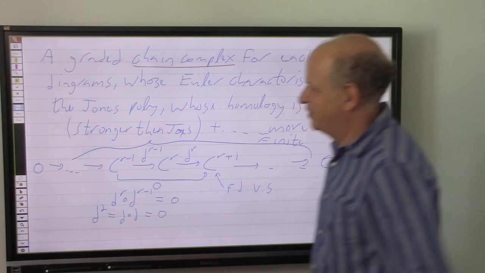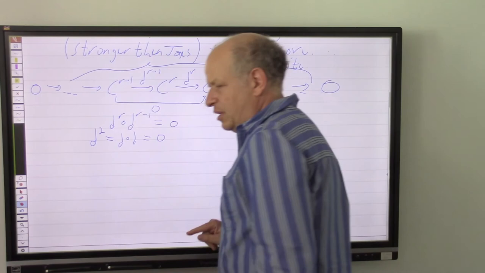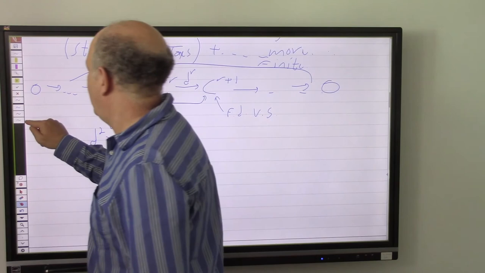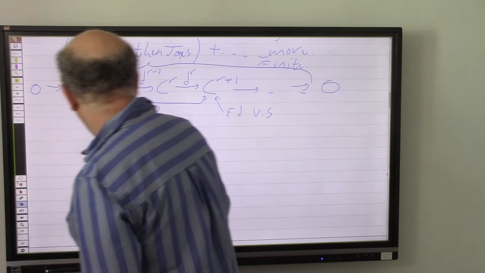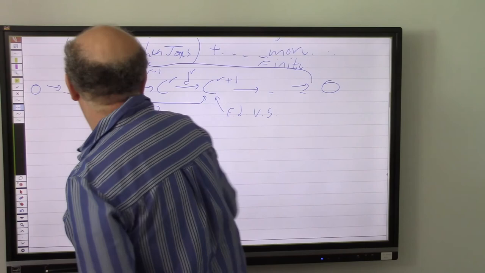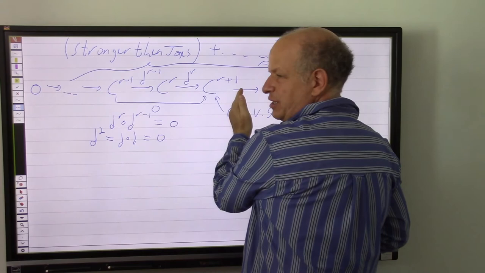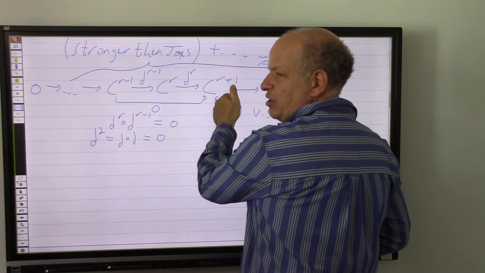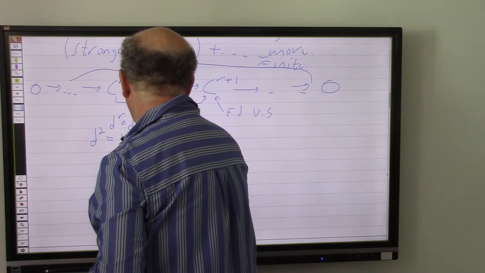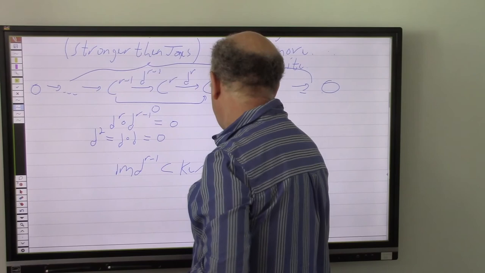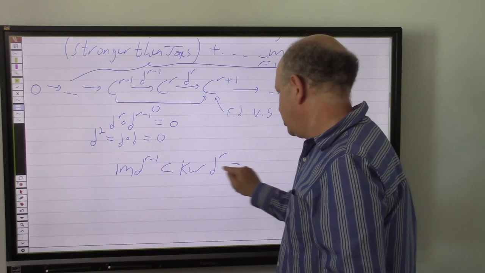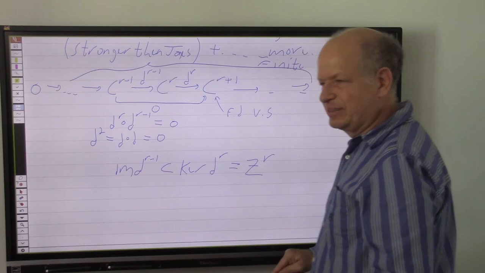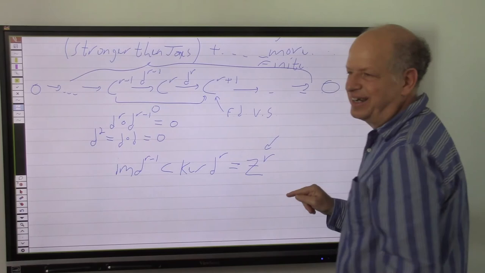Good. Now, whenever you have a chain complex, there are two things to define. There is the homology. So, first of all, you define... saying that the composition of these two things is equal to zero means that the image of this is contained in the kernel of the next. So, it means that the image of d^{r-1} is contained in the kernel of d^r. And people usually give these things names. So, this is the rth cycle group, and it's called Z^r. So these are r cycles.